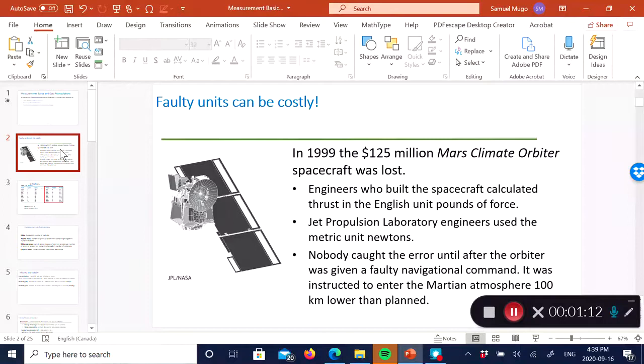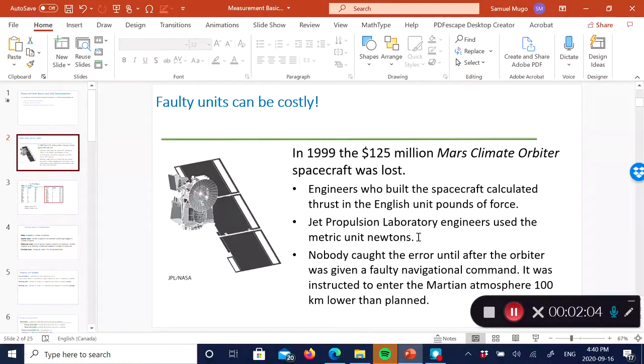Maybe let me start with a fairly costly faulty units example. That happened a couple of years ago in 1999, where you've got this Mars Climate Orbiter priced at 125 million that got lost. And the problem was very simple. It was a unit problem. Engineers built this spacecraft and they calculated the thrust needed using English unit pounds of force. Now, the other engineers, the propulsion lab engineers, used the metric unit newtons to calculate the thrust that is needed.